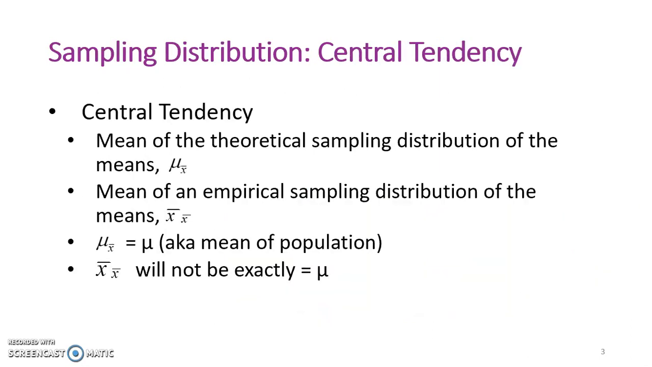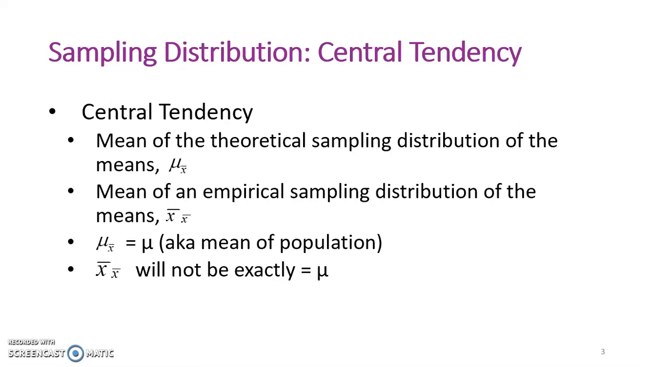Let's discuss the central tendency of sampling distributions. The mean of a theoretical sampling distribution of the means, the one that comes from the mathematic proof in which all possible samples are represented, is represented by the Greek letter mu, which symbolizes the population mean, with a subscript of x bar, which represents sample means. We are taking the mean of the sample means in the theoretical distribution.